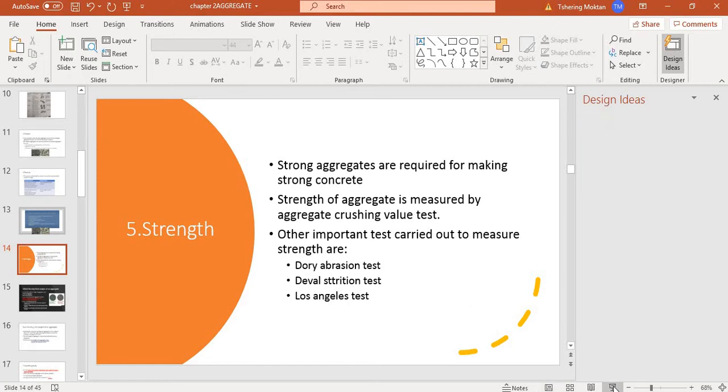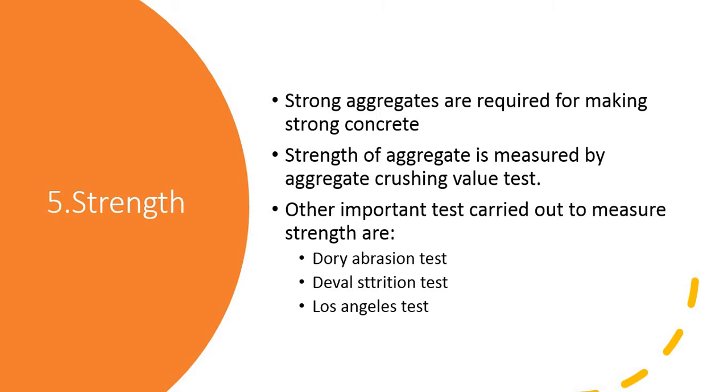Okay, let us start. Strength is also a very important factor in terms of concrete, because the strength of cement is not the only important part. Even the strength of the aggregate should be good. The aggregates that we use should be strong enough to handle any kind of impact forces or compression forces. Strong aggregates are required for making strong concrete. Obviously, if we want to make strong concrete, we need to have strong aggregates too.